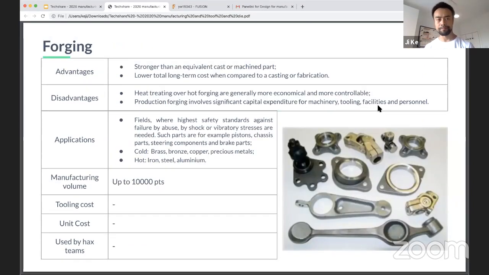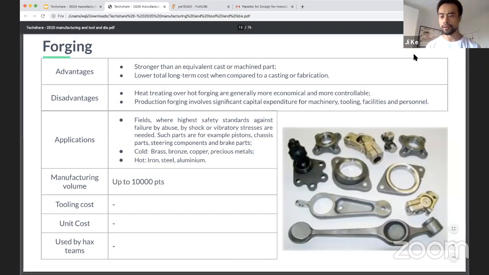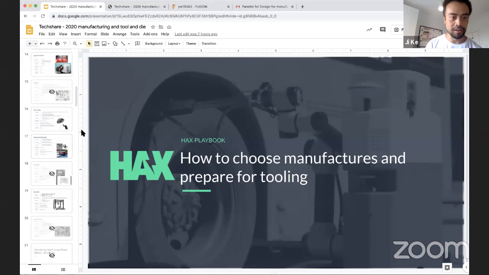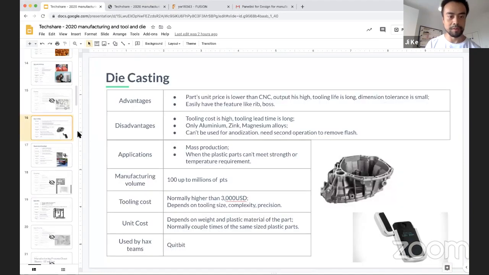Forging. Actually, let me go back to this. I think my PDF did not skip the slides when I printed them, so I'm just going to go back to the Google Sheet.